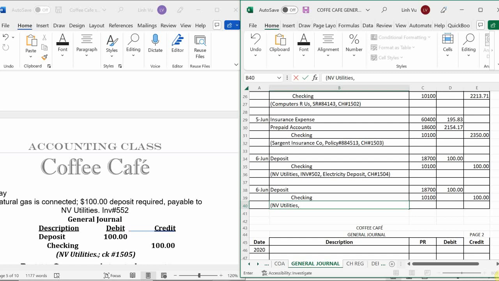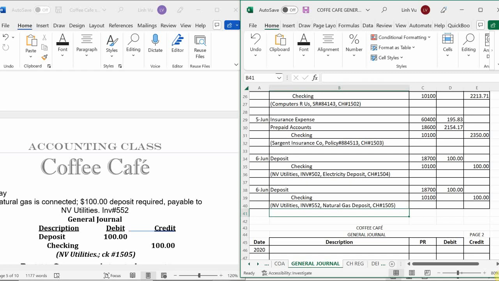Utilities. Proof that the transaction has occurred. So we got billed for the natural gas. In order for you to turn it on, you got to make a deposit. So in this case, we received invoice number 552. And this one is for natural gas deposit. And we wrote check number 1505. Okay.